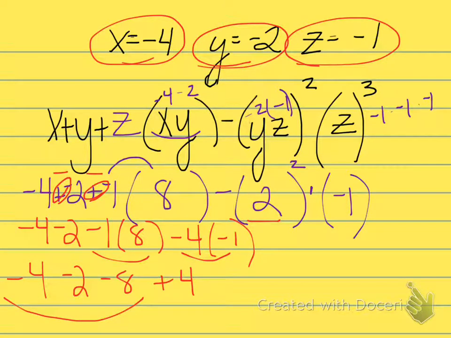Add them. 8 and 2 is 10 and 4 is 14. They're negative, same sign, sum, keep the sign. So that's a negative 14. What's left is this positive 4. Negative 14 and positive 4 is negative 10.